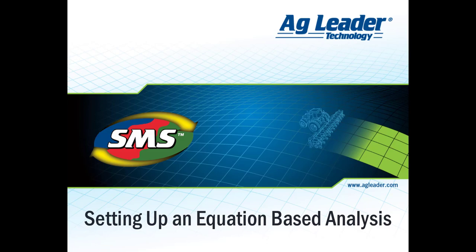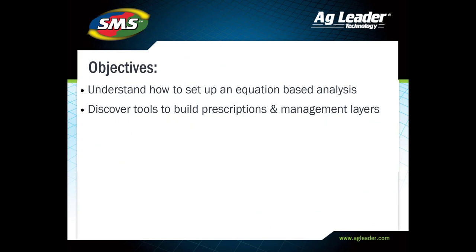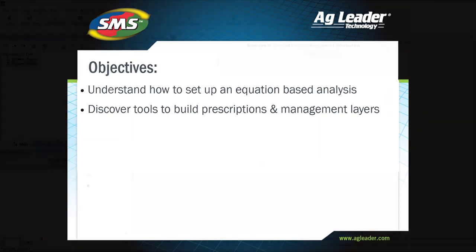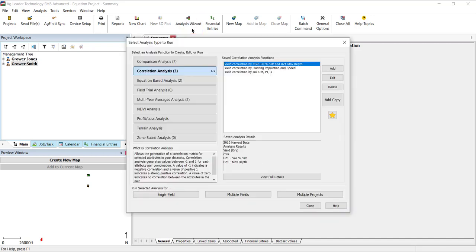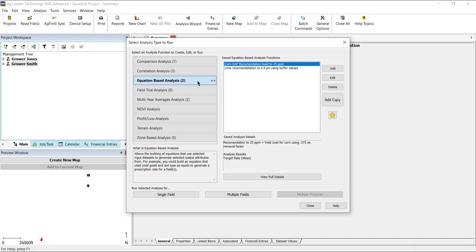In this tutorial, we will learn how to set up an equation-based analysis. By following these steps, you will ensure that you have all the information you need to successfully create prescriptions and various management layers. To begin, select Analysis Wizard in the main toolbar. In this window, click Equation-Based Analysis on the left. To create a new equation, click Add.